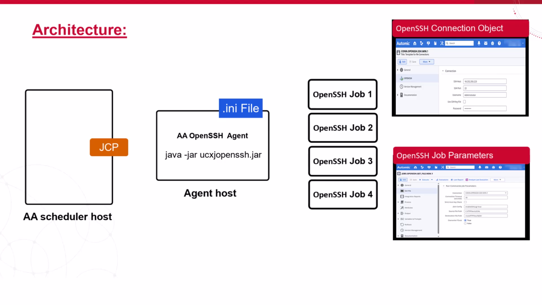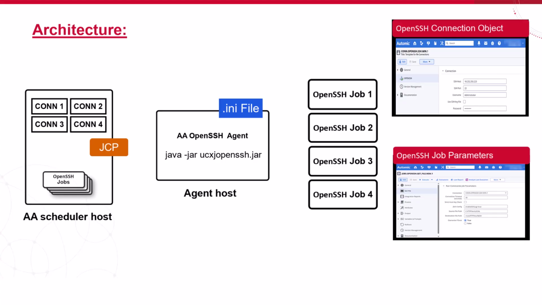We create a connection object in Automic Automation for each instance by duplicating the connection template for each of these instances. Lastly, we create an OpenSSH job in Automic Automation for each corresponding process in OpenSSH. The Automic Automation jobs include the connection object based on the target system. When we execute the jobs in Automic Automation, they trigger the corresponding process in OpenSSH.